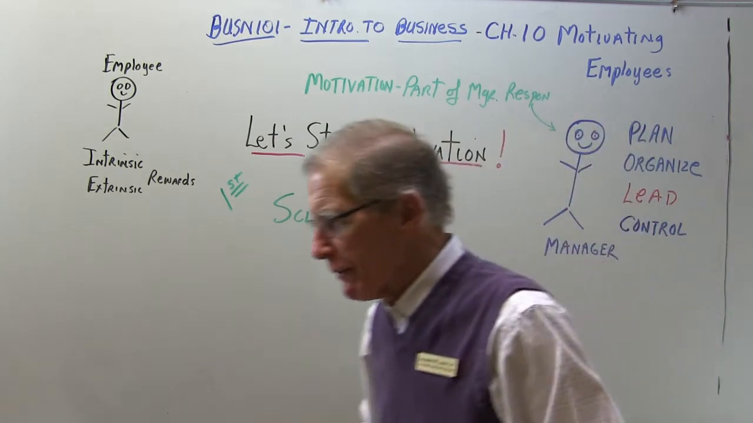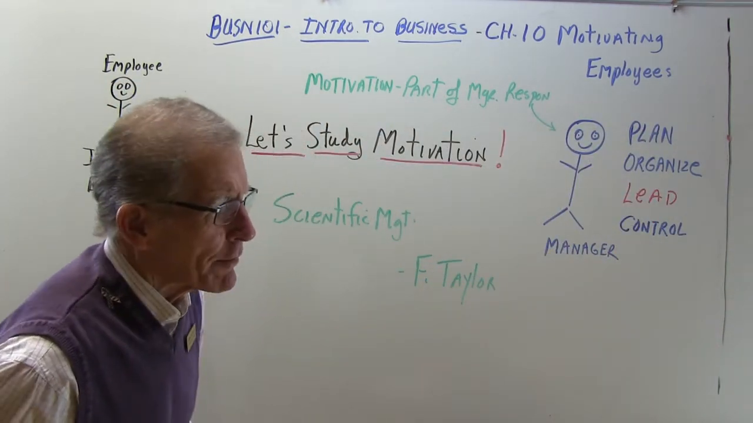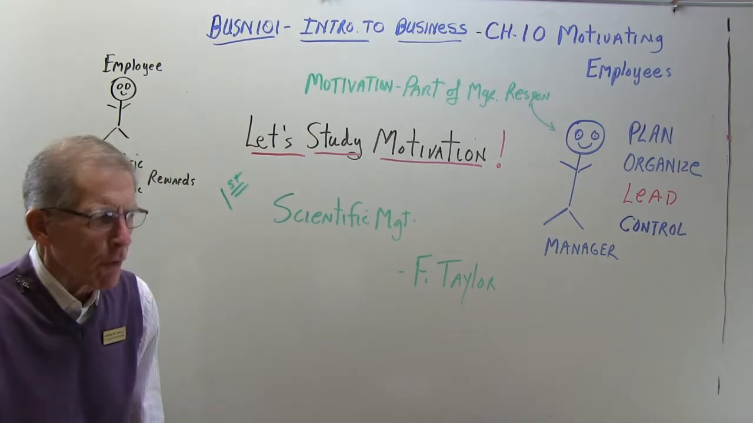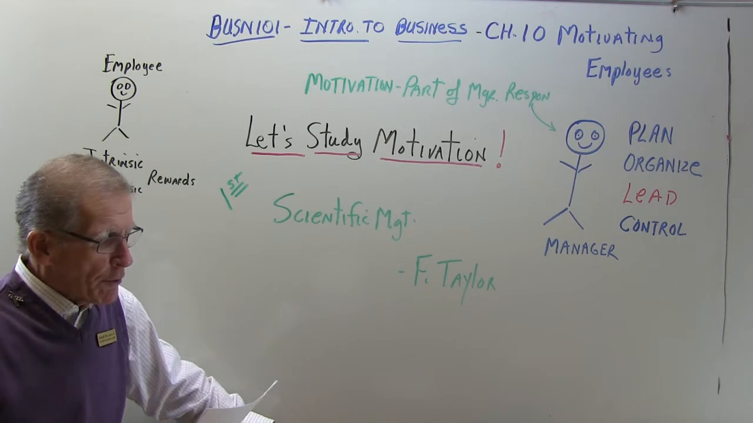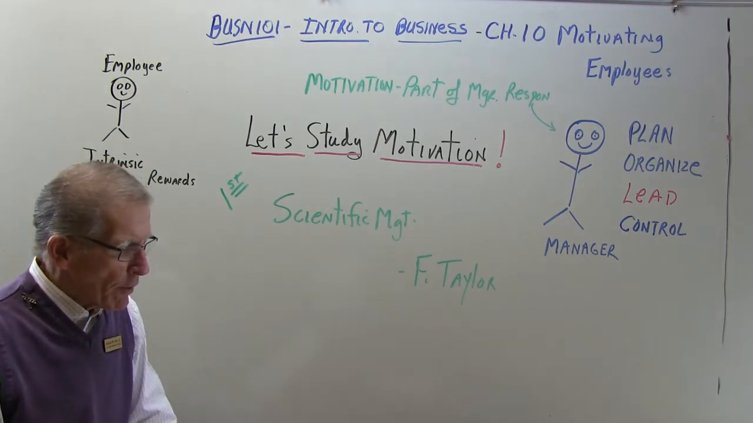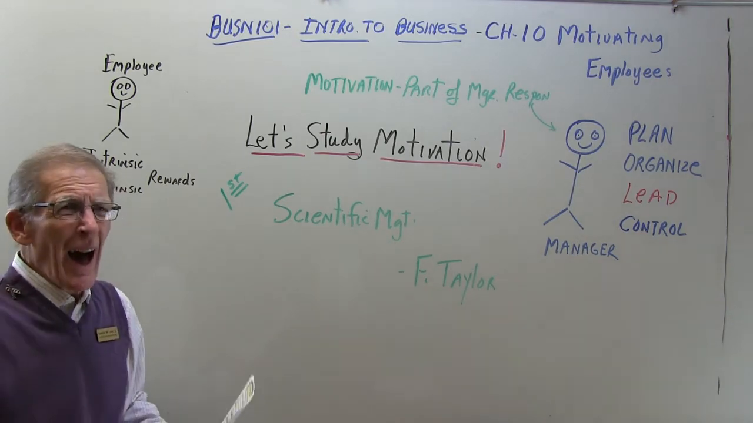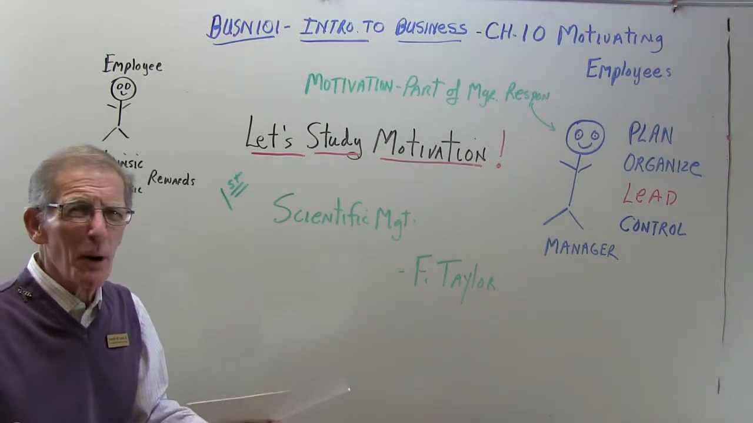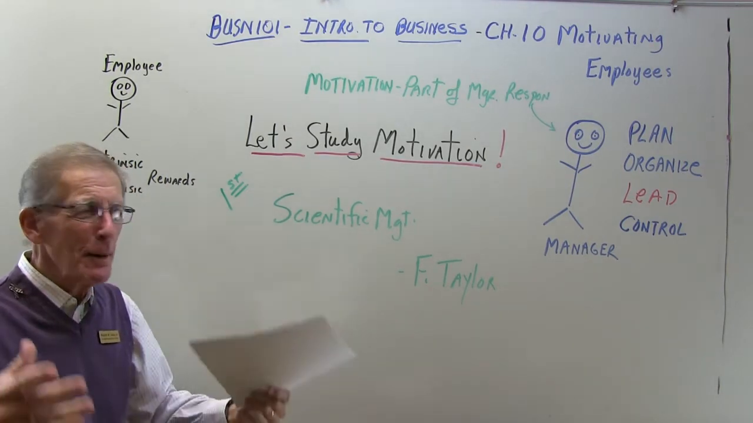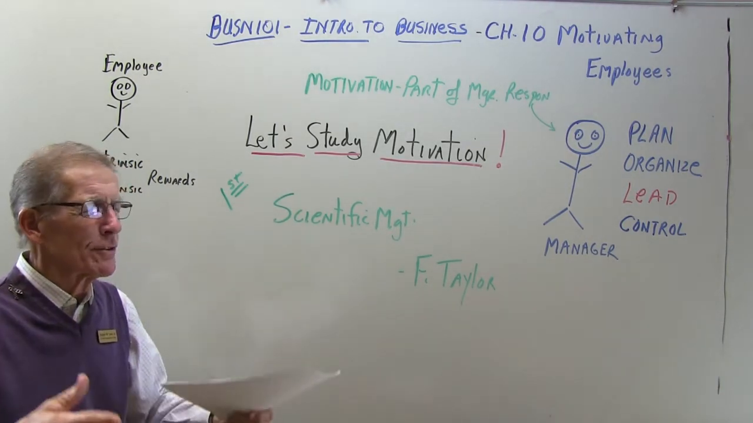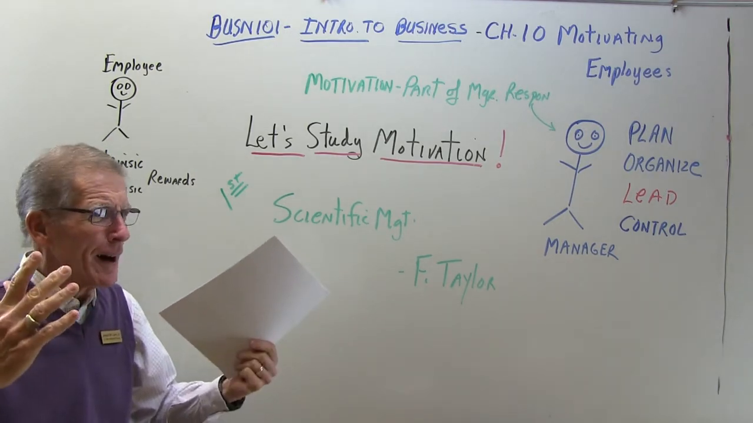All right, let me see if I can find our notes here, and see how my study notes for this chapter start out. Chapter 10, motivating employees, part of the leading function, which is just exactly what we said. Look, I don't want to motivate my employees. They should motivate themselves. They got a good job here. They're making a pretty decent salary. It's safe here. I shouldn't have to do that.